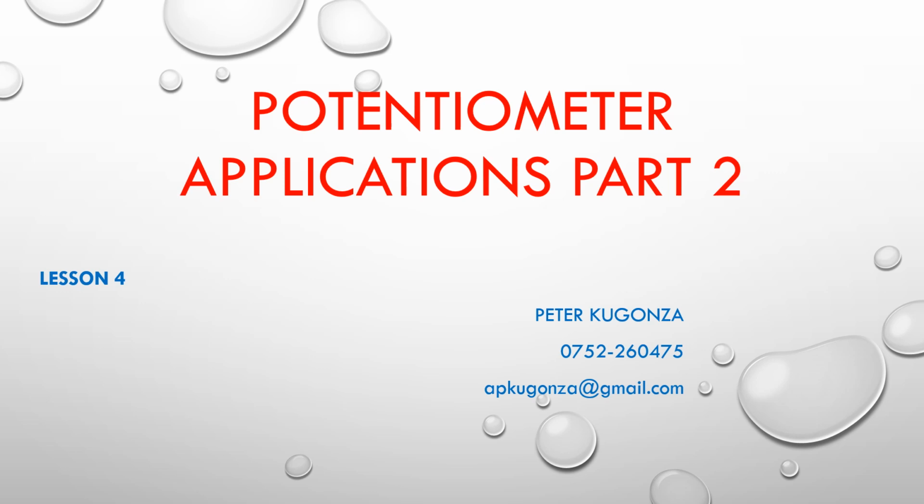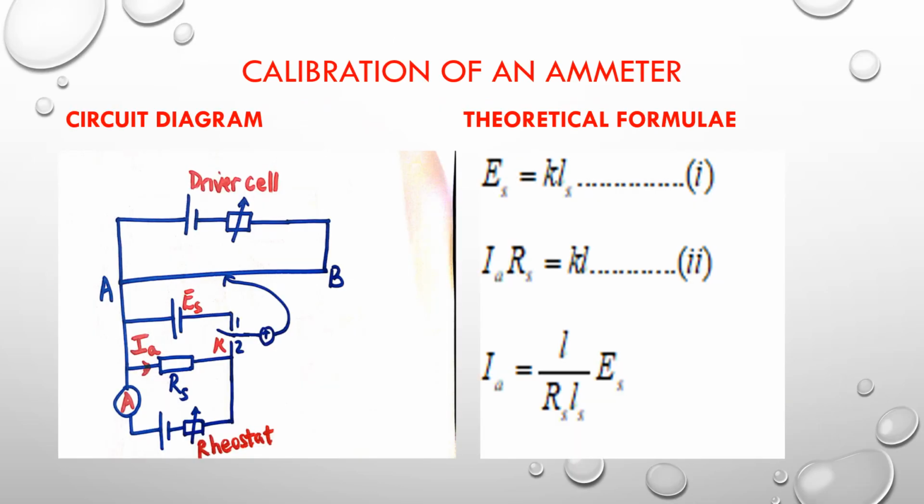Then in the third lesson we looked at some of the calculations based on the first three applications that we discussed. Now in this lesson we're going to look at more applications of the potentiometer wire. The potentiometer wire can be used for the calibration of an ammeter.